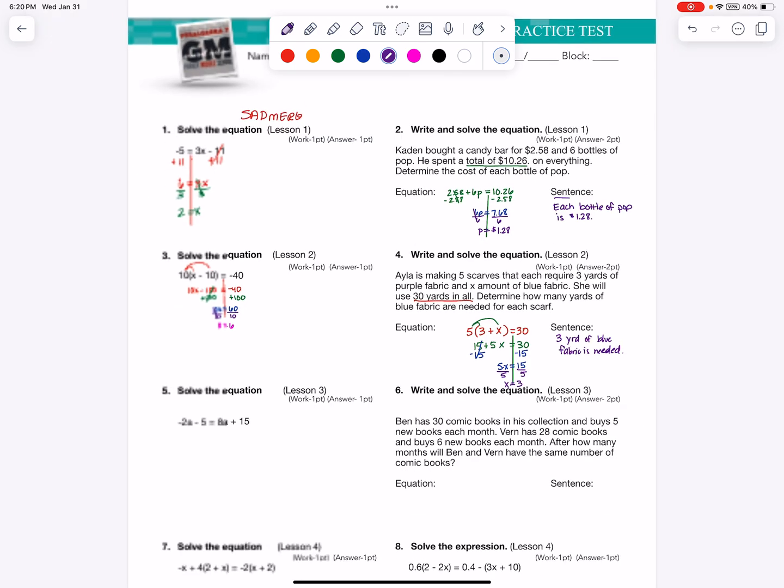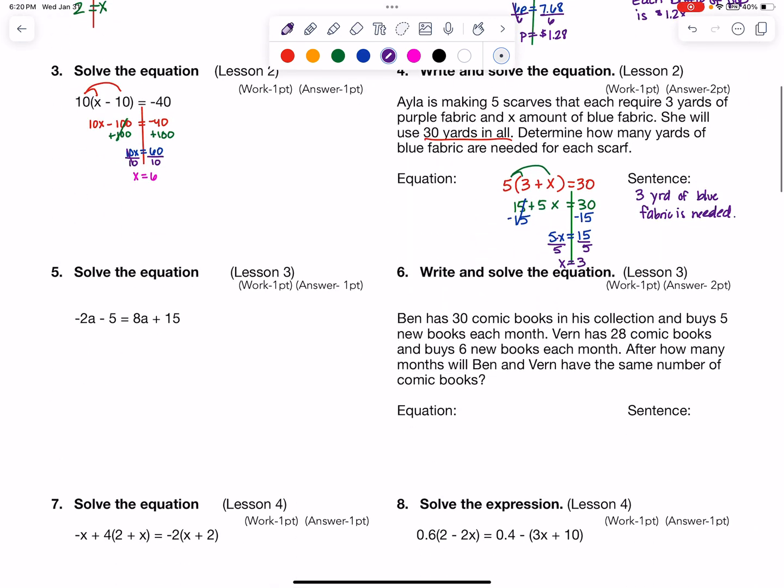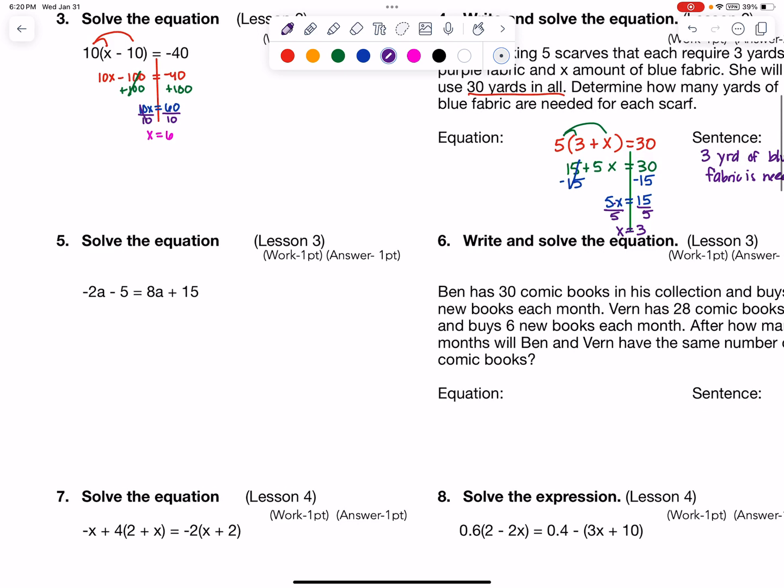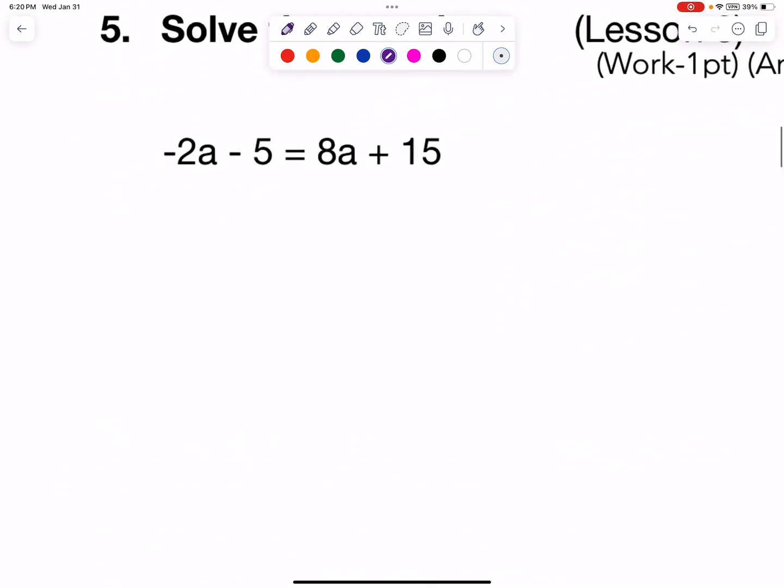Okay. All right, let's go ahead and take a look at number 5. So this is lesson 3 stuff. Okay, and we have variables on both sides. So let's separate the workspace. So you can move around whatever you want. You just have to get the variables all on one side and the constants all on one side.